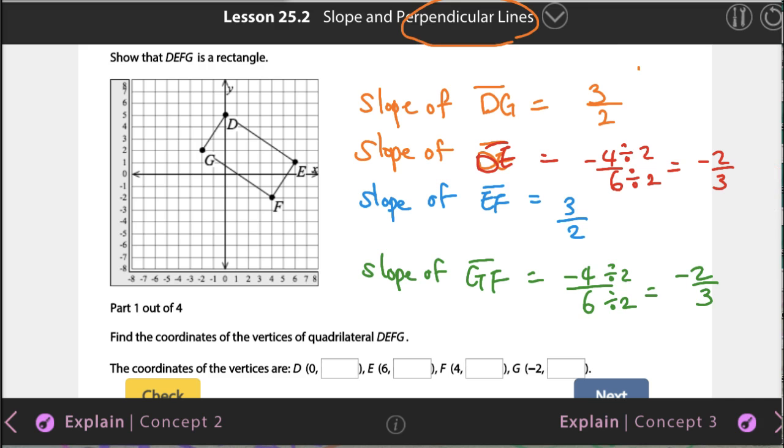All right, so now you see a pattern, right? You can see that this slope and this slope are the same, and you can see that this slope and that slope are the same. Another thing that you notice is what? These two are opposite reciprocals. What does that mean?